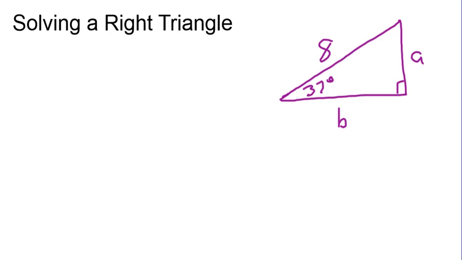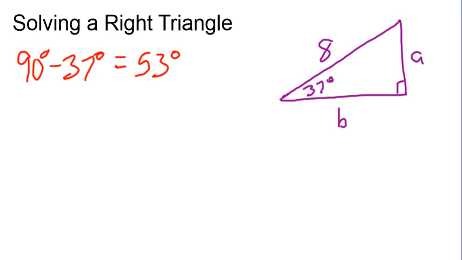If we know what one of the acute angles is, we can quickly identify what the other one is. We know a triangle adds up to 180 degrees. All 3 angles add up to 180 degrees. If there's a right angle that's 90 degrees, that means the 2 acute angles are complementary, meaning they add to 90 degrees. So 90 minus 37 is equal to 53 degrees. So right away, we can identify that the missing angle is 53 degrees. So you've already found all 3 angles. Now we just have to find the lengths for A and B.